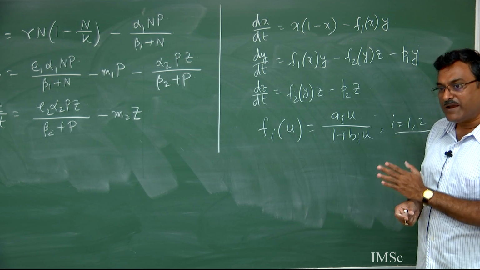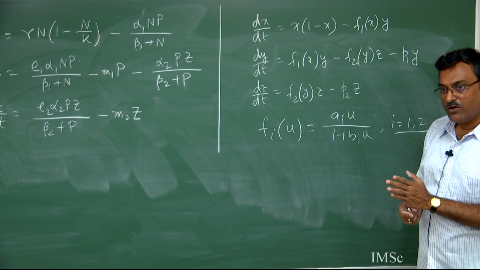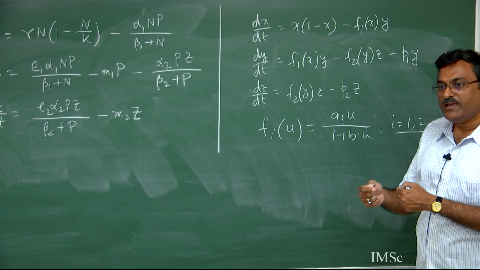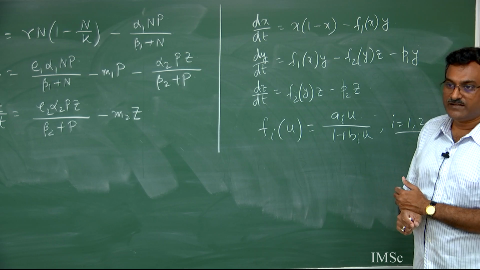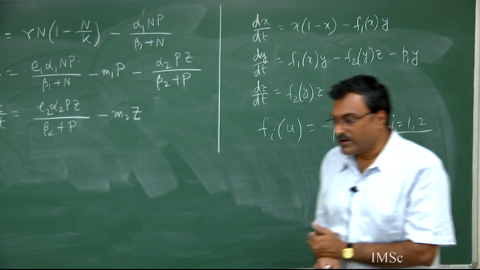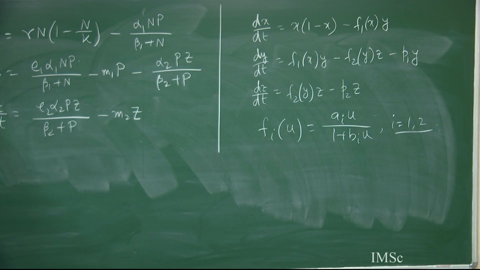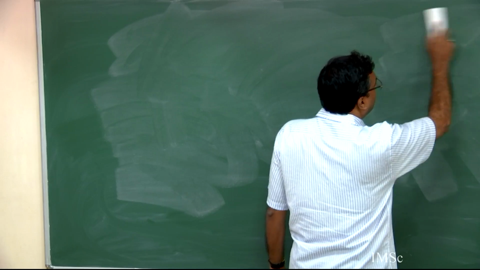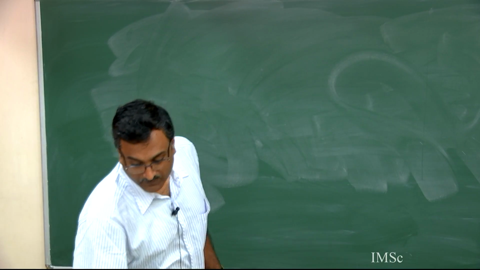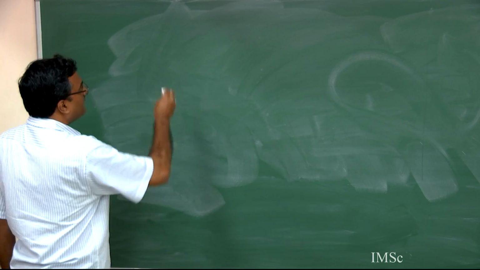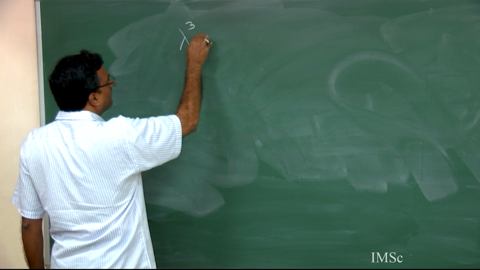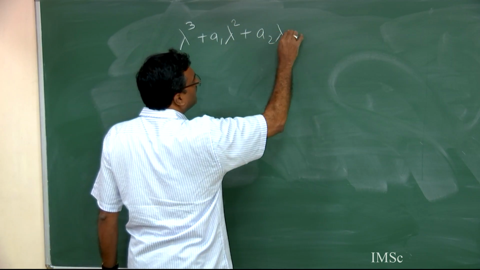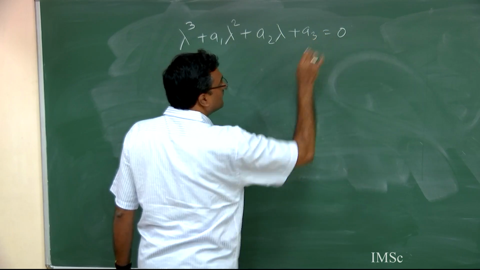Now for a 3×3 matrix, if you just want to check the stability or implicitly if you want to derive the condition of stability, the best possible way is to use the Routh-Hurwitz criteria for the stability. So the Routh-Hurwitz criteria says that when you evaluate the Jacobian matrix at any one of the equilibrium points for this 3 species model, then your characteristic equation will be of the form lambda cube plus a1 lambda square plus a2 lambda plus a3, this is equal to 0.